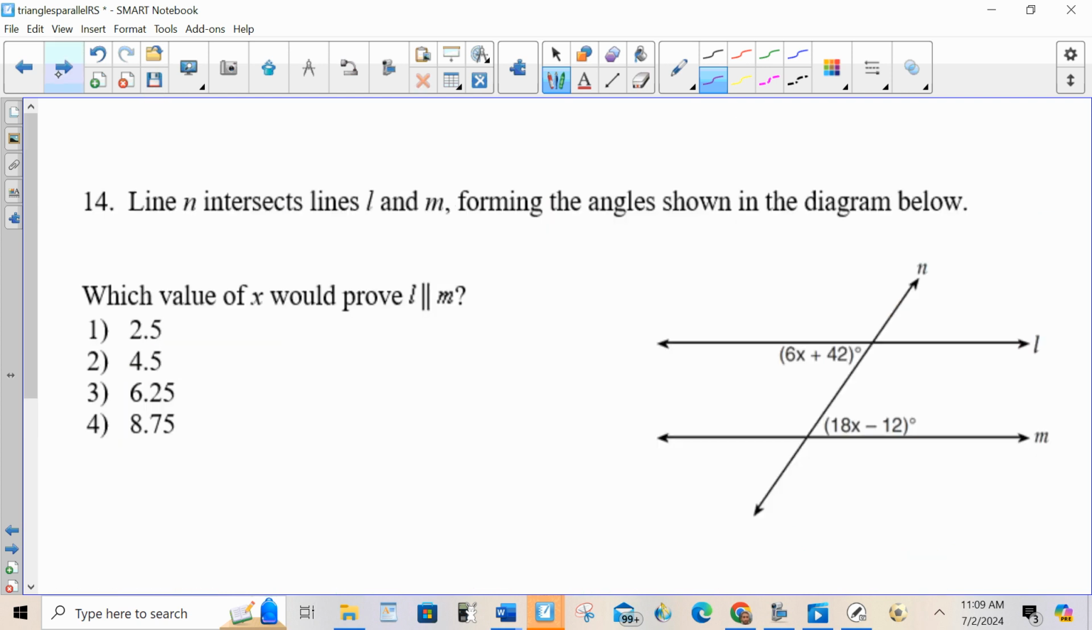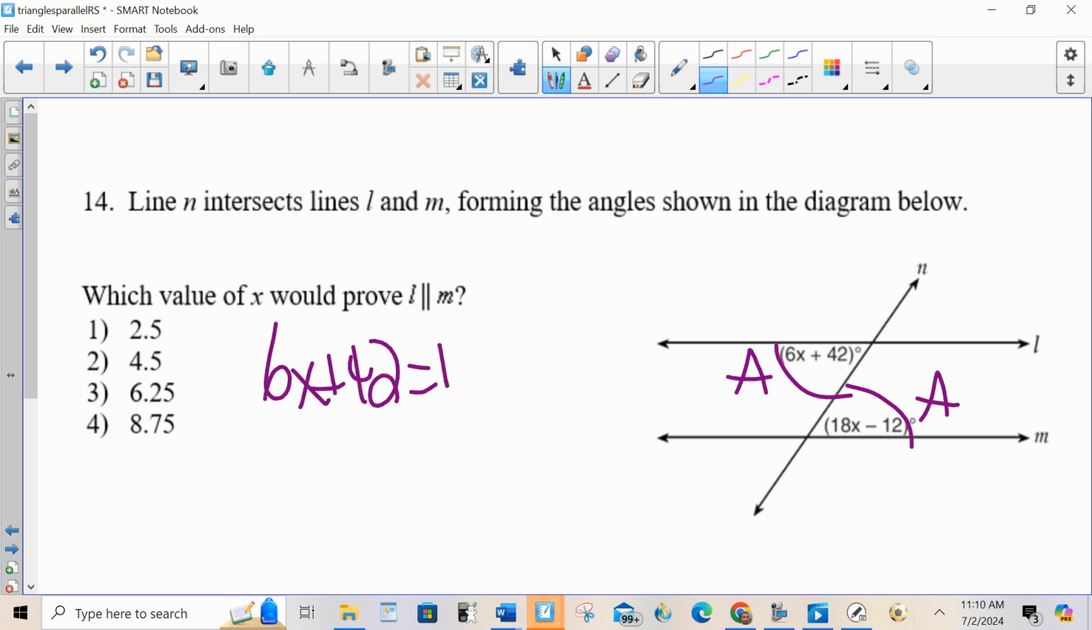I'm not going to do an example like that now. In fact, why not? I'll just quickly start it. This is acute. This is acute. Since they're the same, I set them equal to each other. And we solve the equation from there.